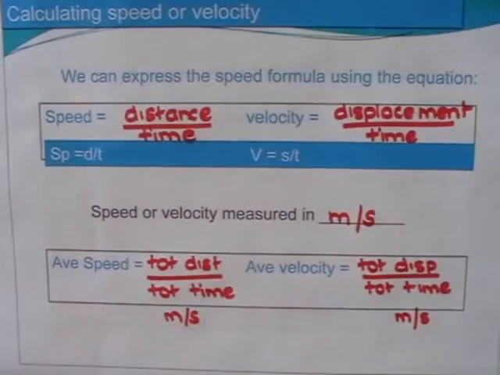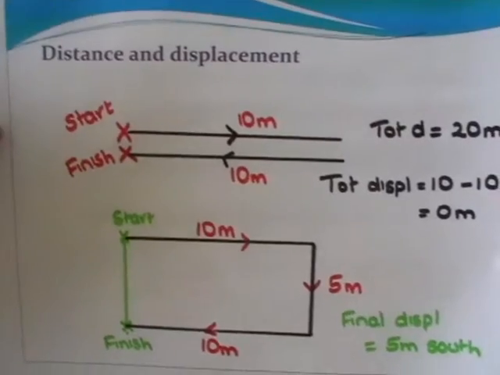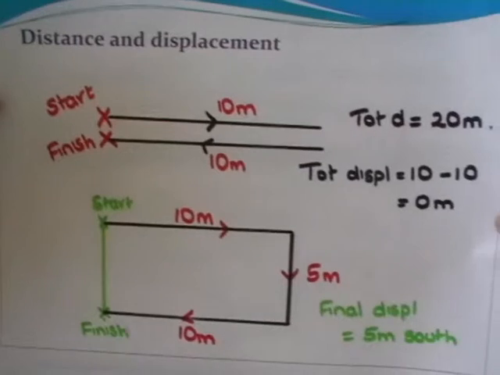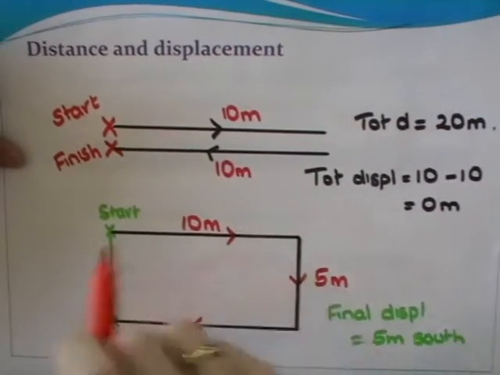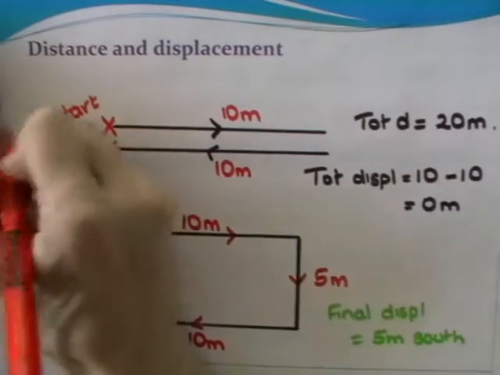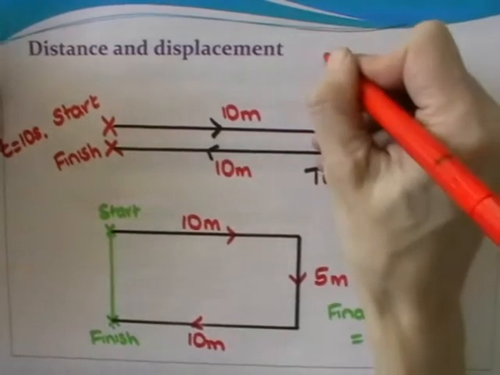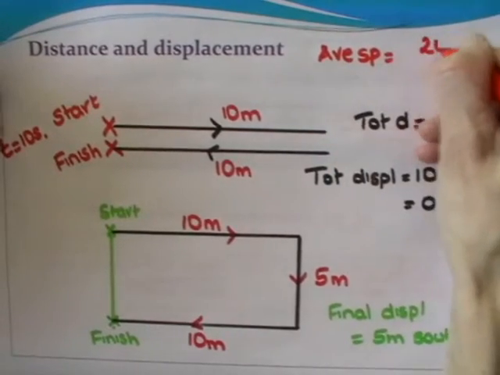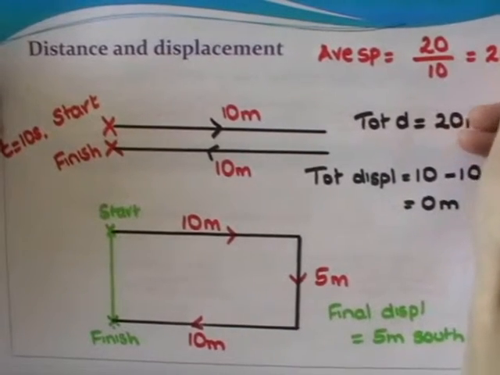If I go back to a previous slide again, just so you see something very odd. This was a slide I showed you about distance and displacement and the difference between them. Look at the first bit. If you were to calculate the speed, say it took 10 seconds to travel that distance, so time taken equals 10 seconds, then your average speed there is your total distance, which is 20, over your total time, which is 10, which gives you 2 meters per second.